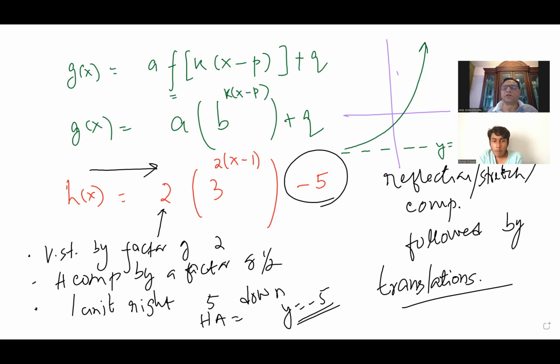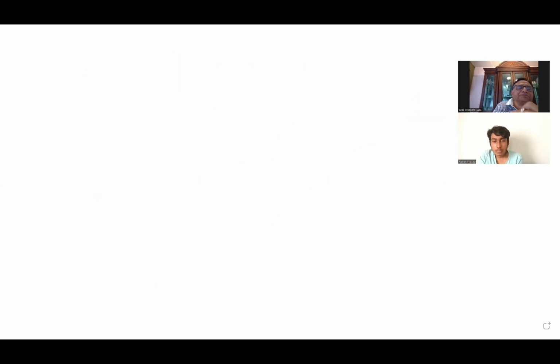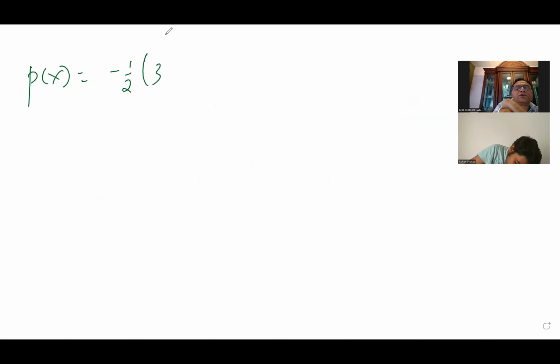Yeah. Let's do one more question. Let's say p of x is equal to minus half times 3 to the power of 2x minus 4, plus 1. Can you tell me the transformations for this function?